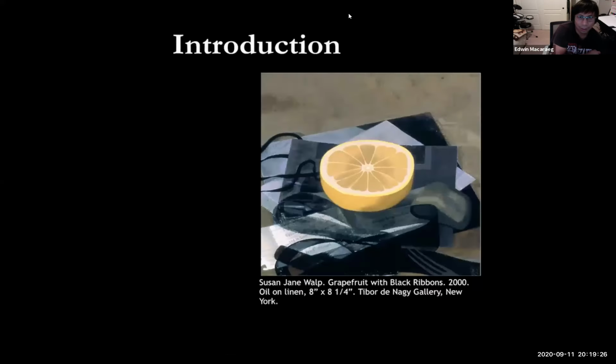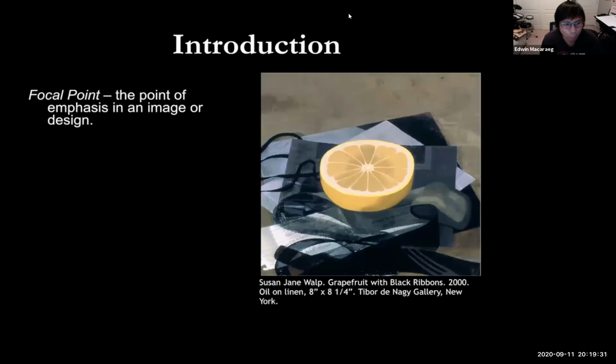So just to start off, we are going to talk about what a focal point is. That is the point of emphasis in an image or a design. If you look at this work of art here by Suzanne Jane Welp, Grapefruit with Black Ribbons, made in 2000, you might right away be able to point out what the focal point may be. You can ask yourself, how does this become the focal point? How is it so easily recognizable?